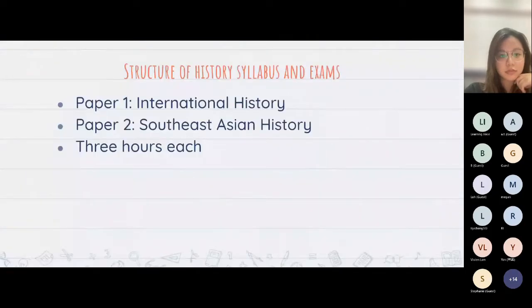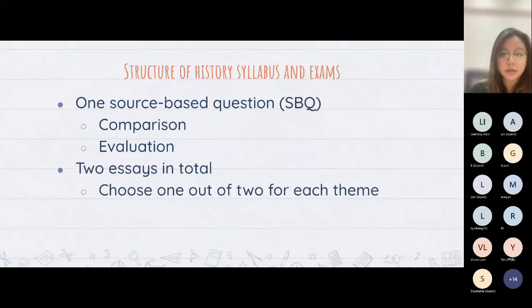So the H2 syllabus is split into two papers. The first is international history, and the second is Southeast Asian history. Both papers are 3 hours each. For each paper, there'll be one source-based question with two parts. Part A is the comparison question. Part B is the evaluation question. And following that, you'll have two essays in total. For the essays, you'll choose one out of two for each theme. For instance, if the question is on economic development, there'll be two questions under that, and you just have to pick one to do.